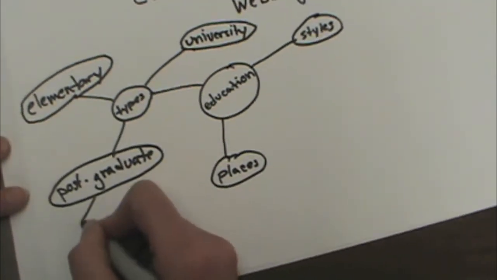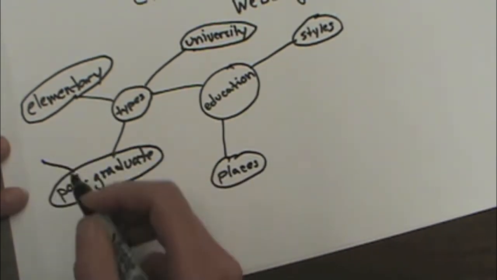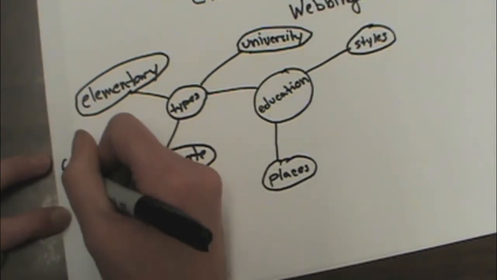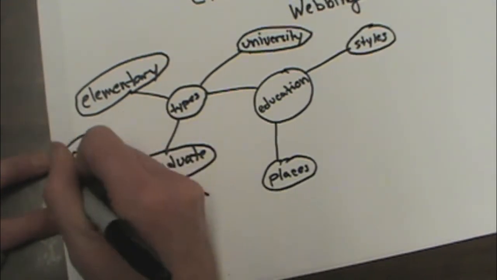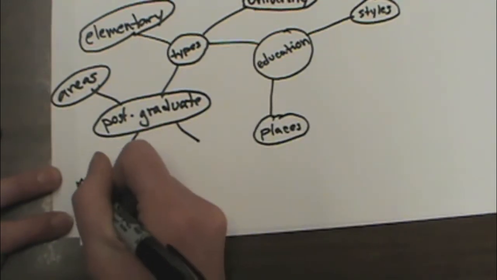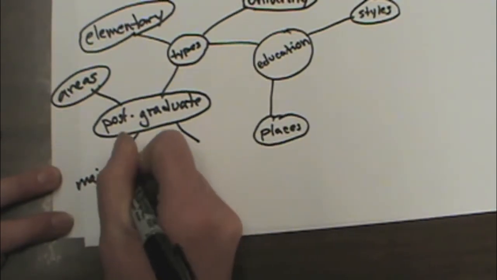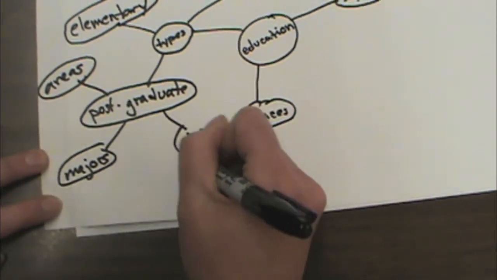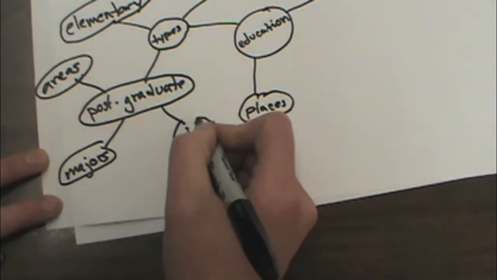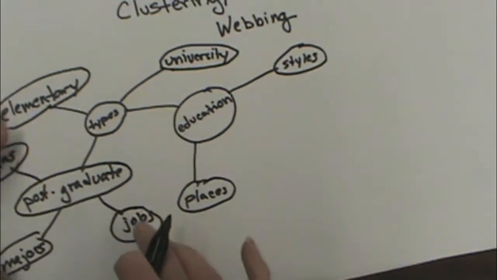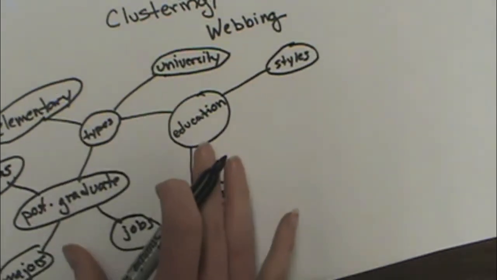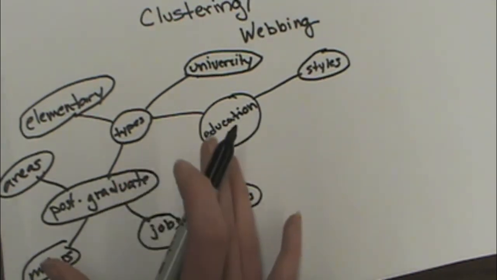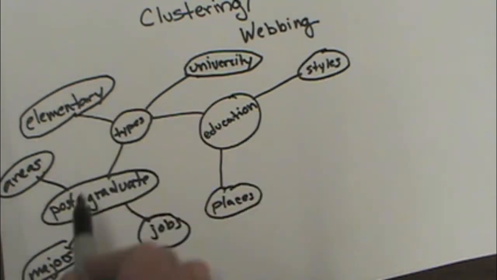So if I want to, I could go to places, I could go to styles and break those down as well. Or if I find an idea that I'm really interested in and that I really like, for example, postgraduate, what I can do is come up with descriptions that will play off of this as well. So maybe I could talk about the different areas. I could talk about the different majors. I could talk about the different jobs. Like I said, all of this relies on you and your personal preferences. So once you've completed this, now you have a good idea as to where you want to take your paragraph or your essay based on the ideas that you've come up with.